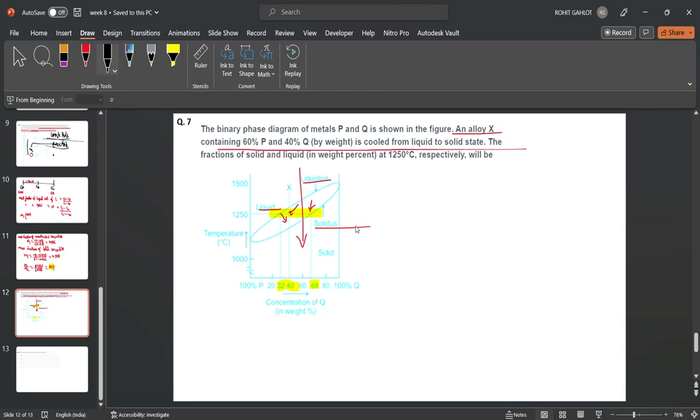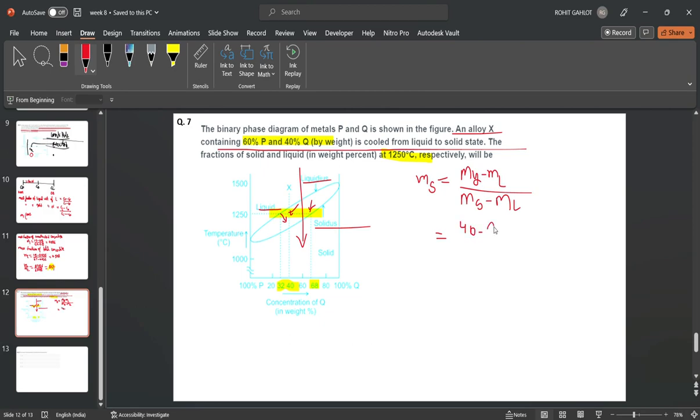So if you see, in the problem it is given there is an alloy comprising around 60% of P and 40% of Q, and we need to find the percentage of solid and liquid fraction at around 1250. We will do it from the lever rule. So we can write Ms is equal to Mo minus Ml divided by Ms minus Ml.